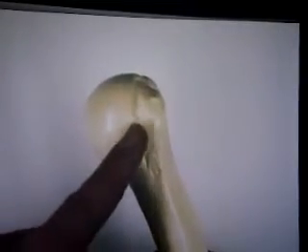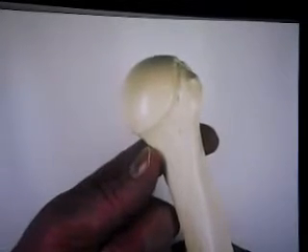Now, the edge of the head of the humerus, going around it like so, that is the anatomical neck. So this area just underneath the head of the humerus is the anatomical neck. With this area between my fingers, that area right there is the surgical neck. So that is what is known as the surgical neck. With this area here, just after the head of the humerus, is the anatomical neck.